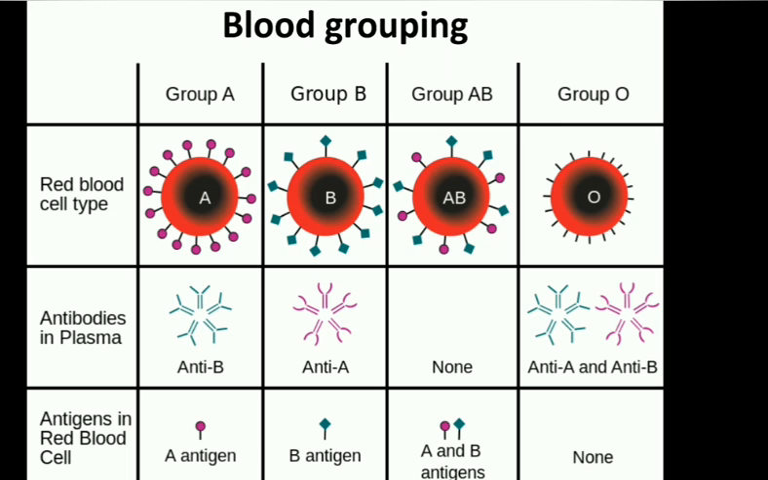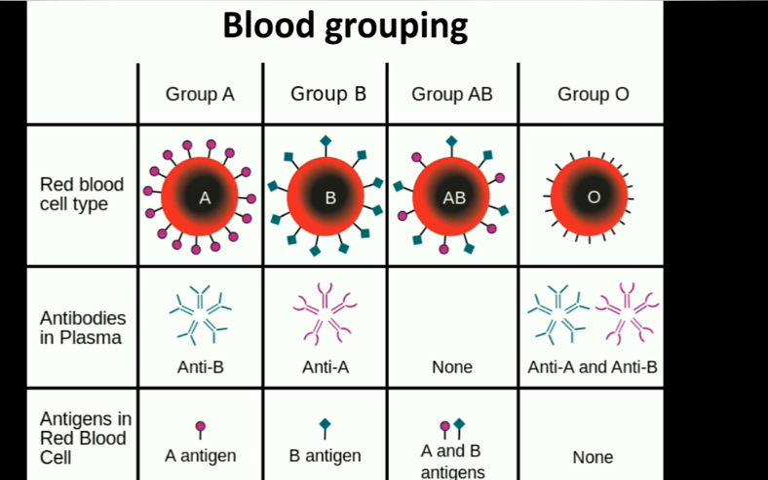So we'll start with the blood grouping. Sometimes it becomes necessary to inject blood into the body of patients undergoing surgical operations. This is known as blood transfusion. Blood is taken from a healthy person, known as the donor, and then it is transfused into the patient's vein. That is the receiving person, called the recipient.